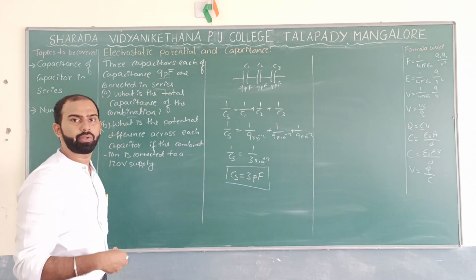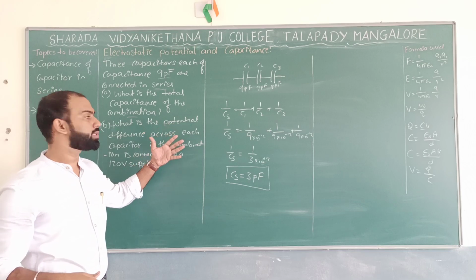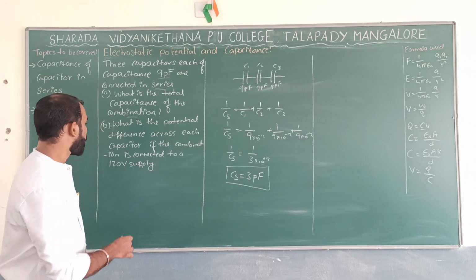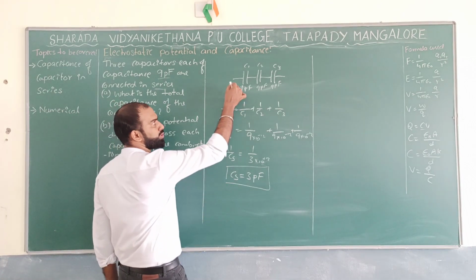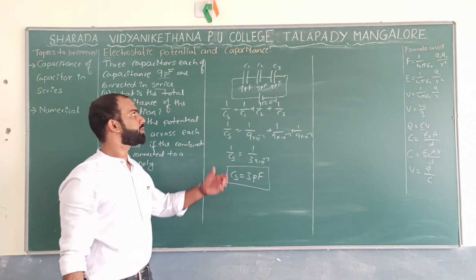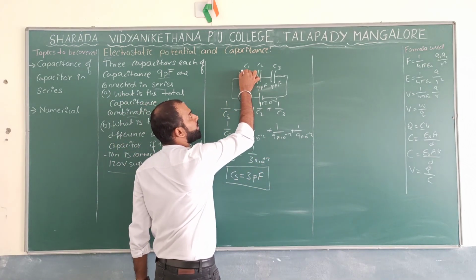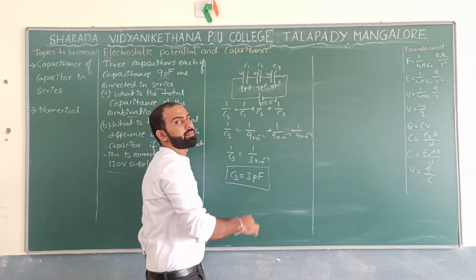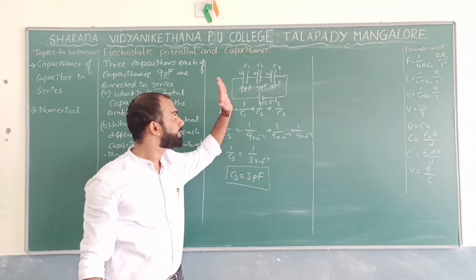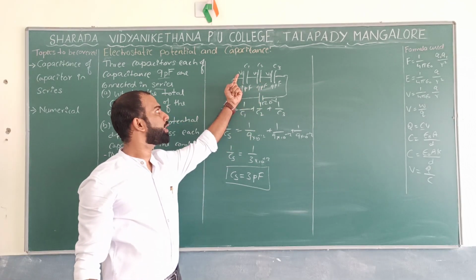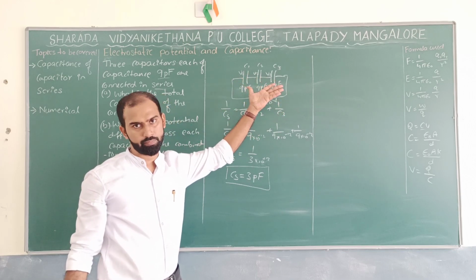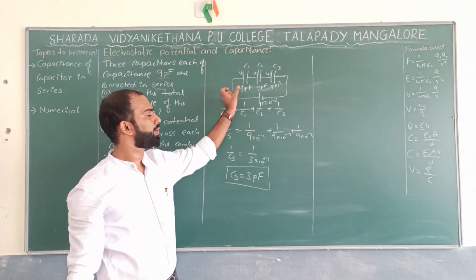Now one more question they have given over here: what is the potential difference across each capacitor if it is connected to a 120 volt supply? We are supposed to find V1, V2, V3. Since we have the same capacitance value in each capacitor, if I get one potential difference value, it is equal to V1, V2, V3. Correct? So let us find the first value.